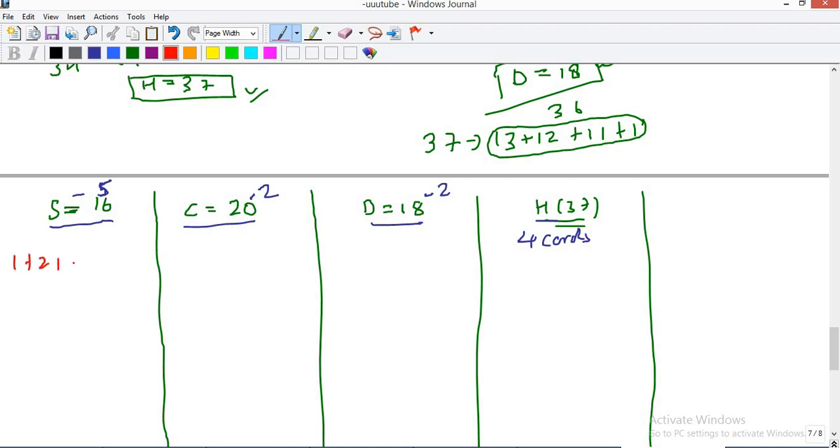1 plus 2 is 3, 3 plus 3 is 6, 6 plus 4 is 10, and 10 plus 6 is 16. So if I'm using the cards 1, 2, 3, 4 and 6, I can get a sum of 16. तो मैं ये हटा देता हूँ जल्दी से. I'll get rid of this. So I can say 1 plus 2 plus 3 plus 4 and 6. These are the cards I'll use to get the sum of 16. 5 cards of a spade. ये सारे spades के 5 cards हैं जिनका sum 16 आएगा.